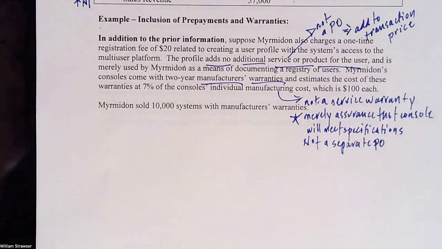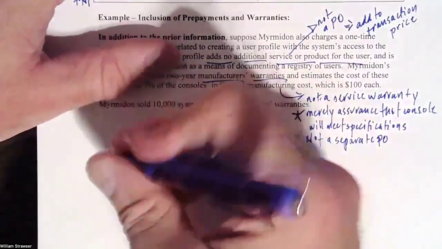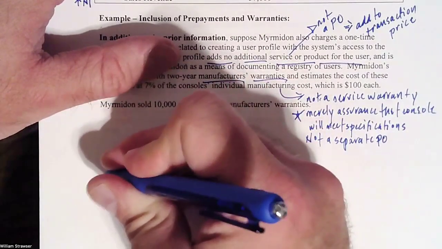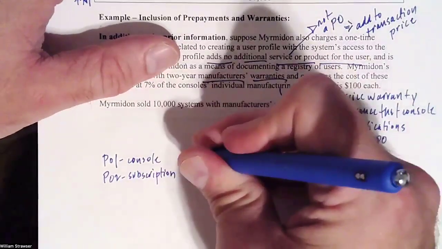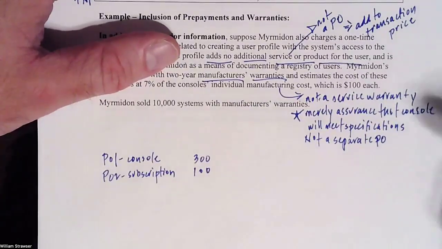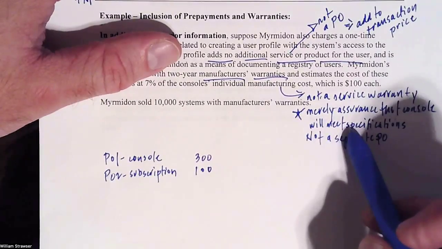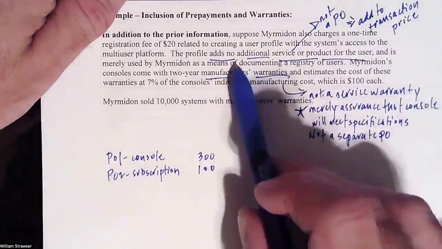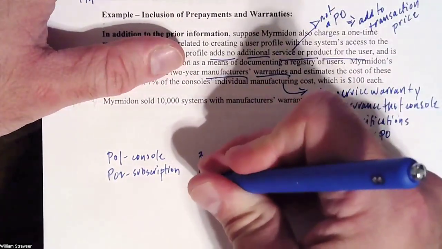All right, so we have really a lot of things in common with the first iteration of this problem. So I'm going to start by making my table again. I'm thinking about the performance obligations. We do have the console. We still have the subscription. The console was 300, still is. The subscription's 100, still is. Do we have any other performance obligations? We said the warranty is not one. It is not a service warranty, so it's not separate. It's just an assurance warranty, so we're not going to include it as a performance obligation. And since that $20 fee adds no additional service or product, we're not going to include it down here. So we still only have two performance obligations to this contract.